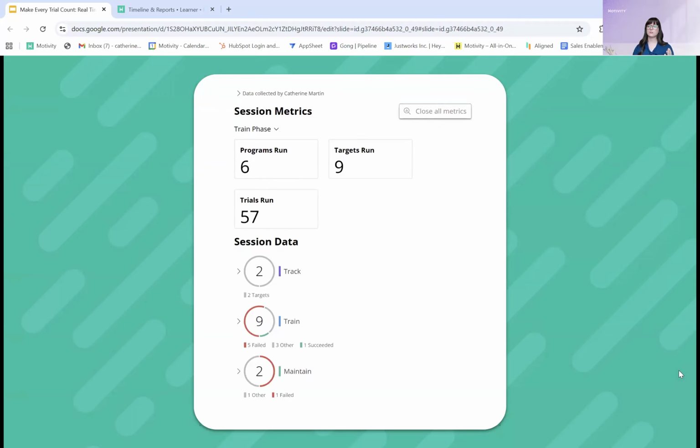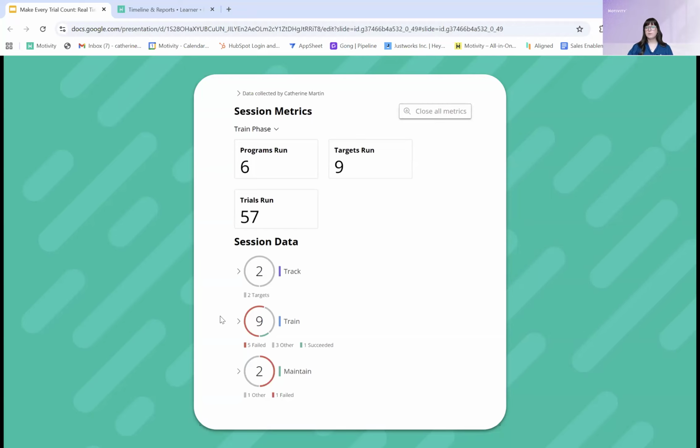But when we think about how to answer some of those questions, again, this data should be easy to capture because you want to be spending time on the right things. And so here's an example of after a session's been run within Motivity, you can see data. You can see it specific to the phase. So you could say, I want to look at all of the phases, baseline, train, and maintenance. Or I just want to focus on train because again, you know that maintenance and baseline goals are going to be run slightly differently. So if we're just looking at our goals that are currently in teaching, I get data on how many programs were run, how many targets were run, and how many trials were run.